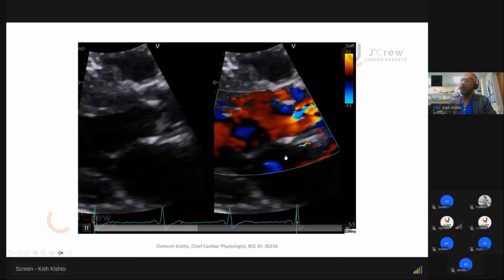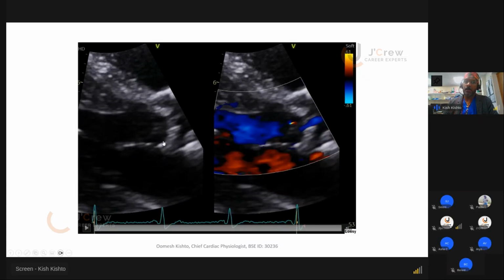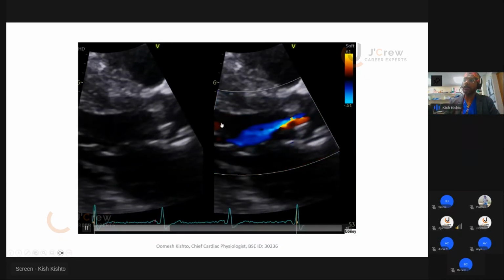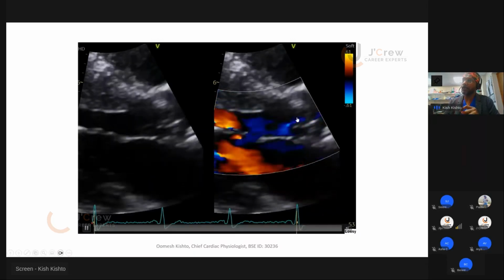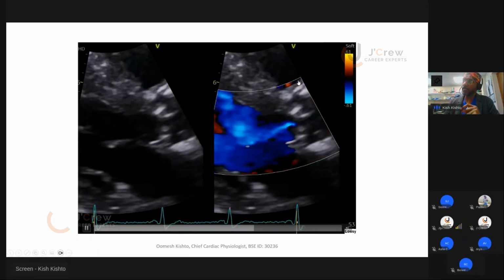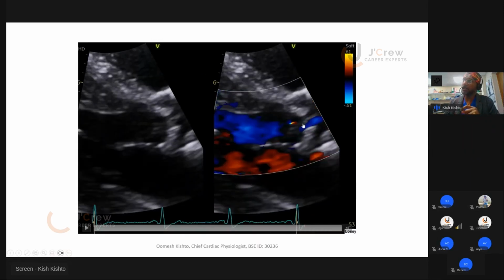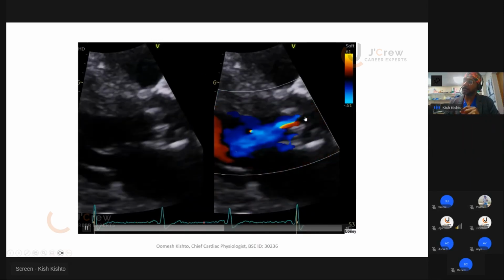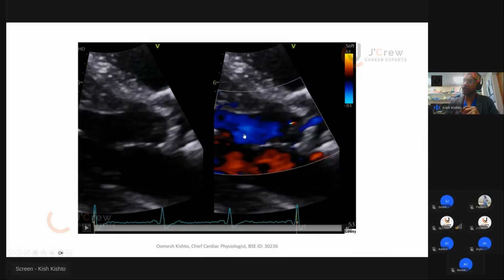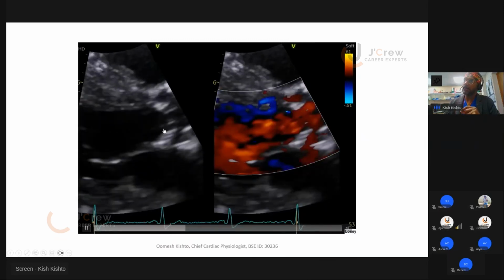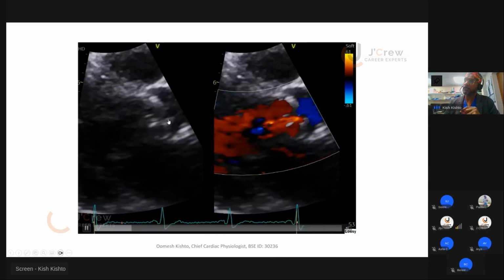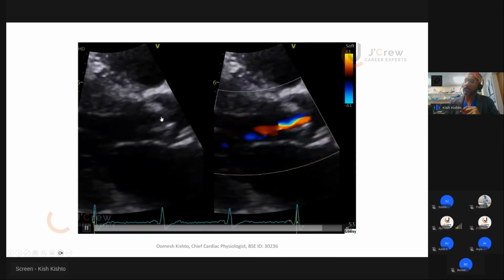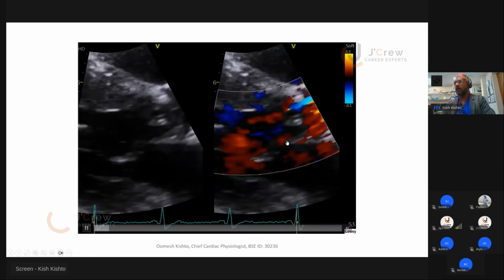So for this, that's where I like to use the color compare one. And clearly you see, I know the regurgitation is not that bad. So I've optimized and zoomed on it. My color Doppler is just the right size, and you can see the regurgitation is just going up to here. And you can appreciate in both images, with the valve opening, how tiny it is.